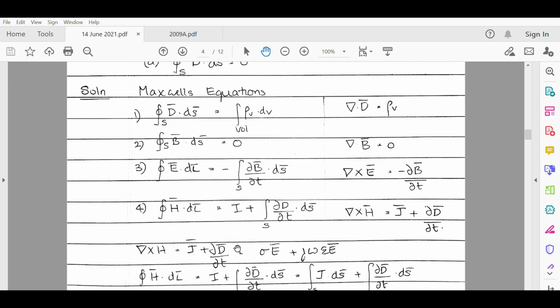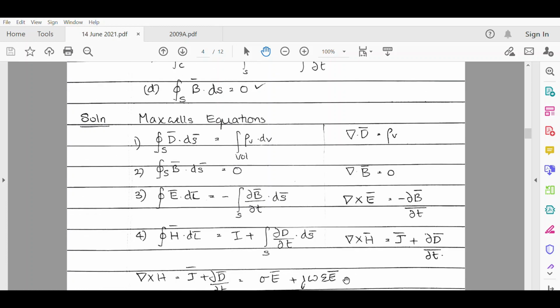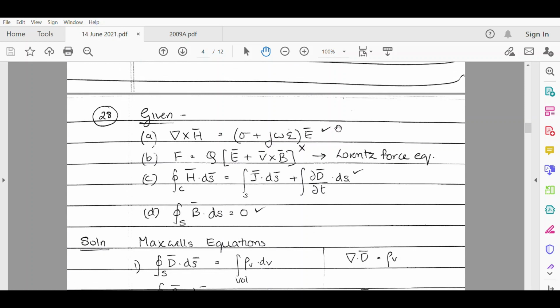And the time derivative of electric flux density can be written in this form. So this is nothing but the first equation which has been provided. Now the second option shows the force, and this is nothing but the Lorentz force equation, Q into E plus V cross B.